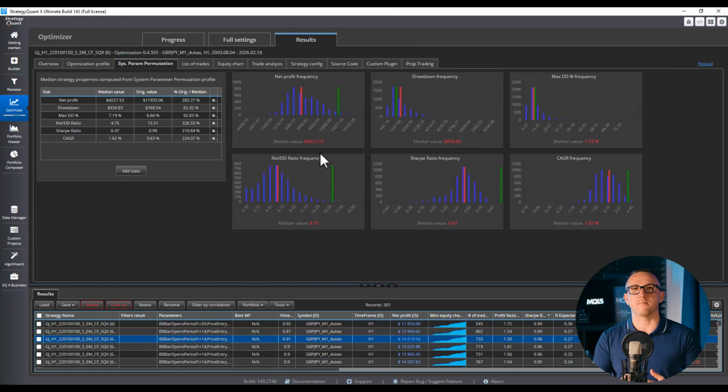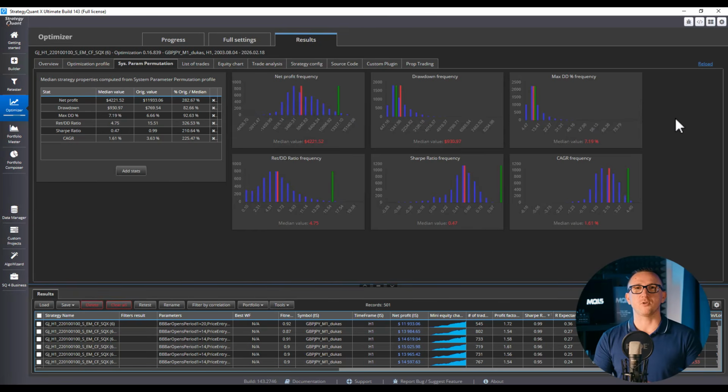Why median? Because the median represents the typical outcome. It ignores extreme winners and extreme losers. It shows you what is normal. Inside StrategyQuant X, in the System Parameter Permutation tab, you can see median net profit, median drawdown, median Sharpe ratio, and other statistics. This is extremely important.